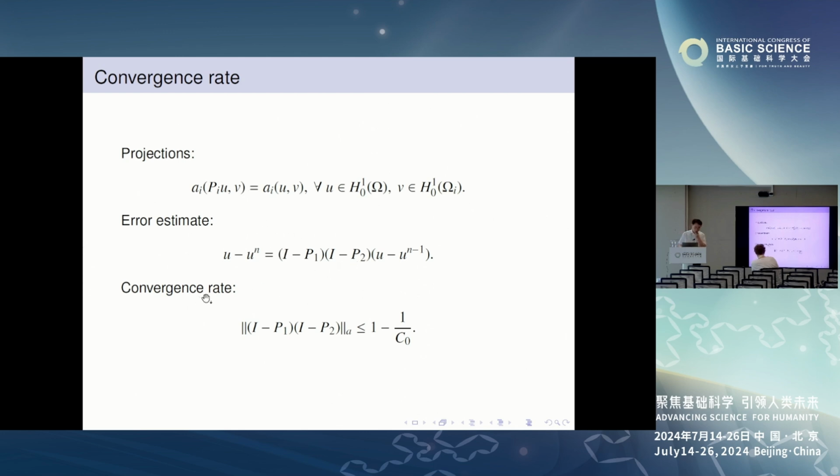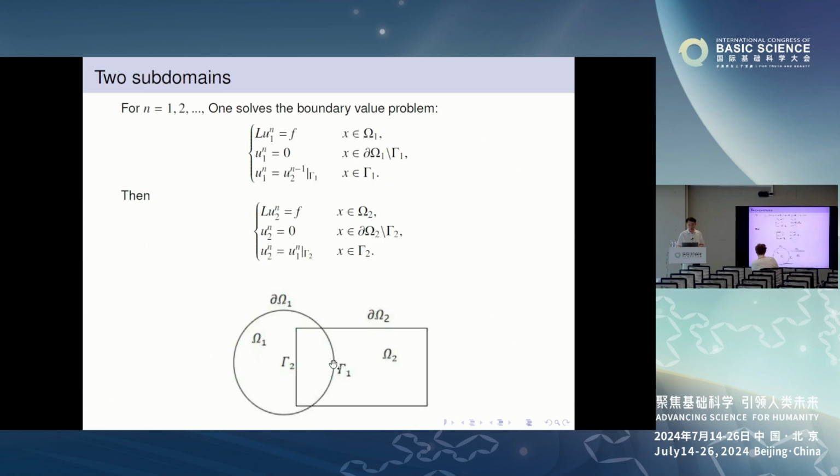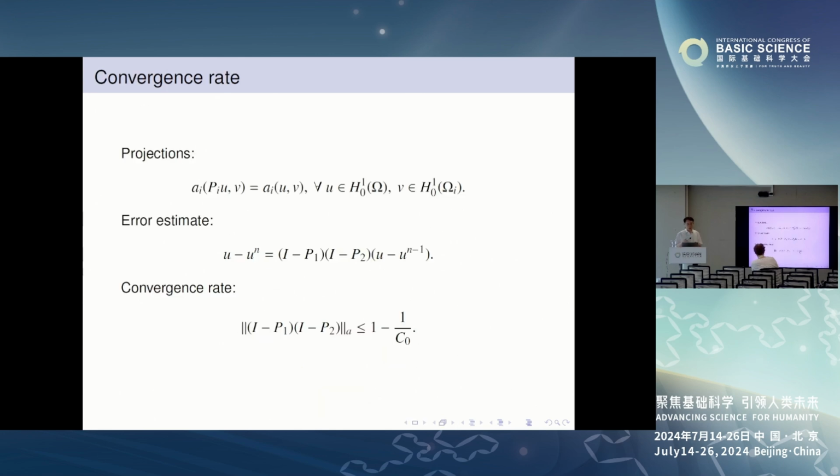And Pierre Lions already proved this convergence, right? You just estimate the norm of the operator. He proved this convergence is very fast. Actually, this is 1 minus 1 over C0. This C0 depends on the overlapping size. If the overlapping size is large, the convergence is faster. This is reasonable. Okay. Actually, this is the result of Pierre Lions.